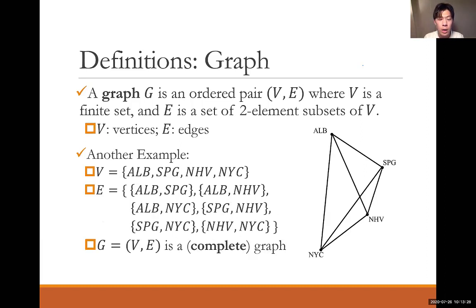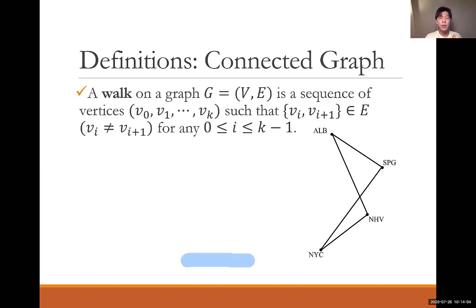And here's another example. In this example, we still have 4 different vertices: Albany, Springfield, New Haven, New York City. Here we can see that we have 6 edges. We connect all possible pairs of the cities in this example. So it is not simply a graph, but also a complete graph, which means that we connect all the possible pairs in this graph. And then what we see in our mathematical formulation is the idea of a connected graph.